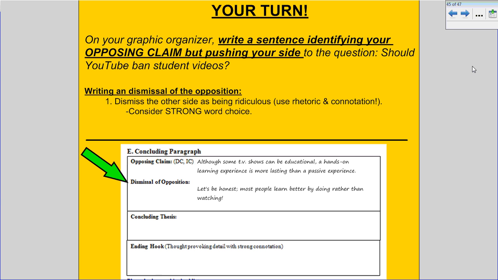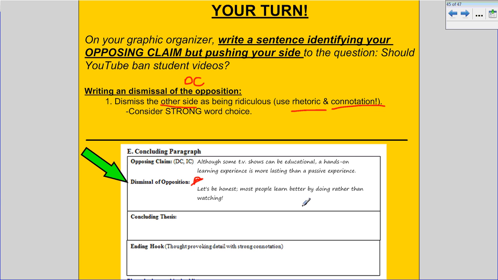All right, so you have the opposing claim written, but now we have to dismiss it. We have to dismiss the other side, that first part of my opposing claim, the DC side, the dependent clause, as being ridiculous. I want to use rhetoric to do this, and I also want to use strong connotation, so strong word choice. Here I wrote, let's be honest. I'm kind of talking to the audience here. Most people learn better by doing rather than watching.